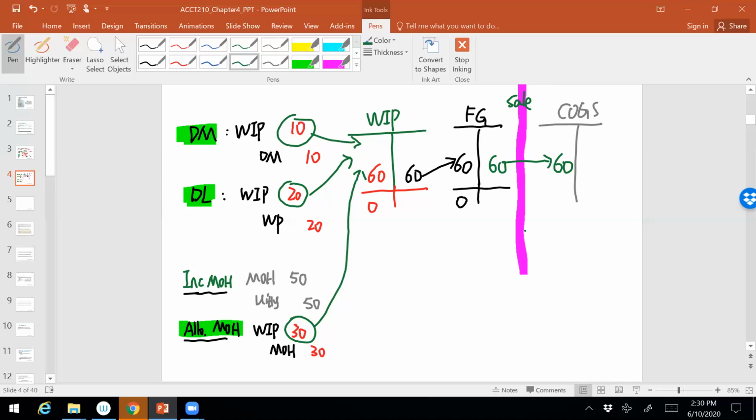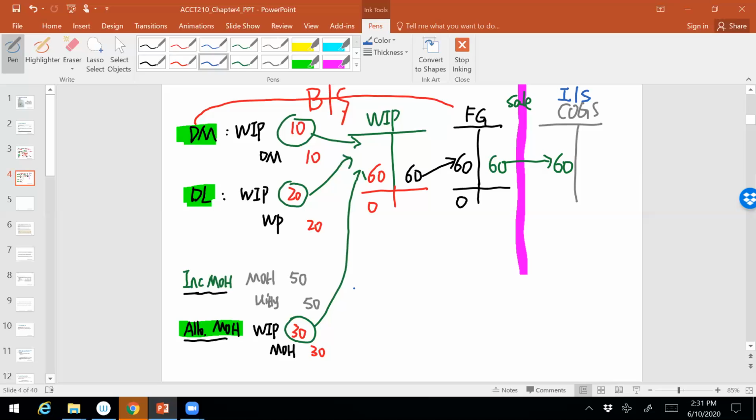Why did I draw a line here? Because all these parts are in our balance sheet as the inventory. But once you cross this line, once you make the sales, the inventory will become what? The inventory will become our cost of goods sold and stay in the income statement. So now you can say direct material, direct labor, allocated manufacturing overhead go to work in process, from work in process to finished goods, from finished goods to cost of goods sold.